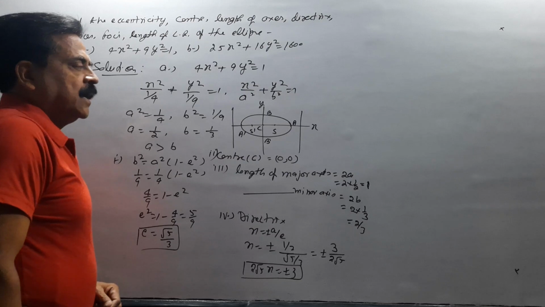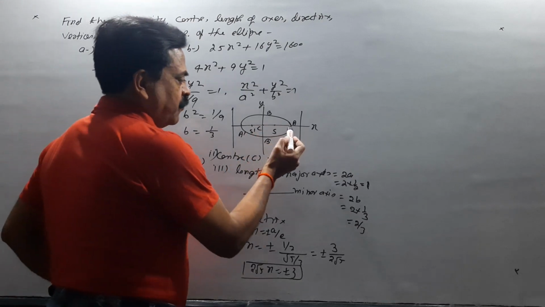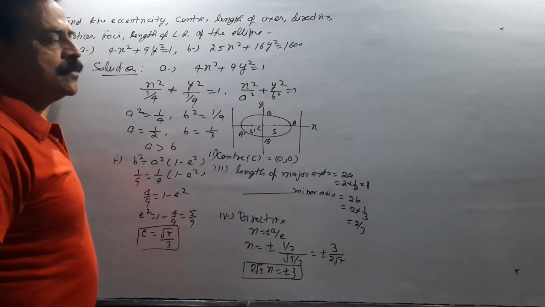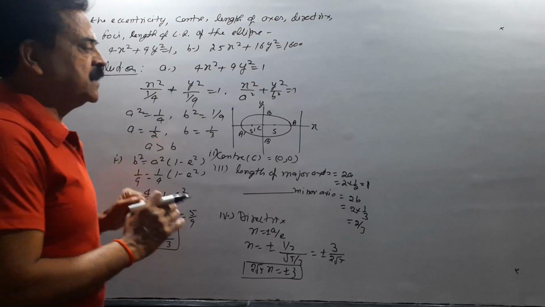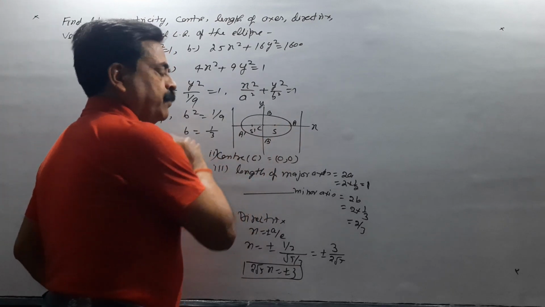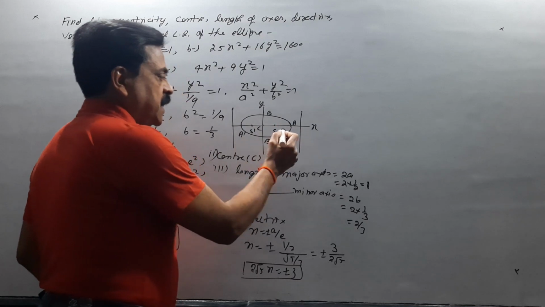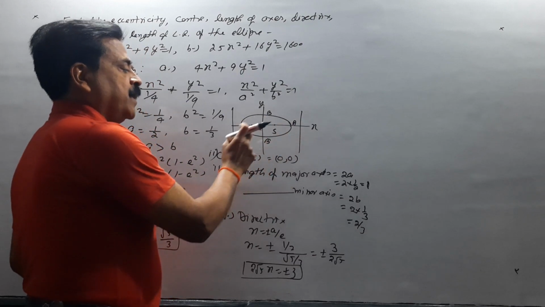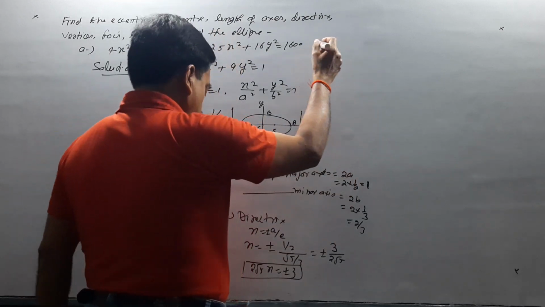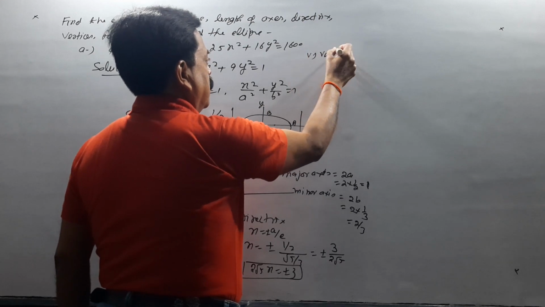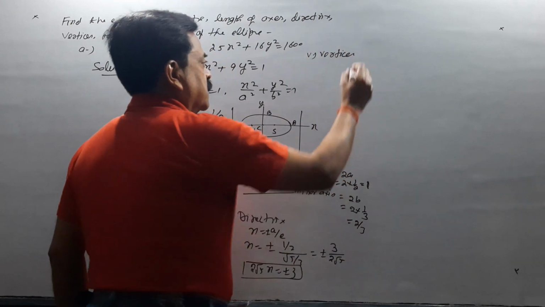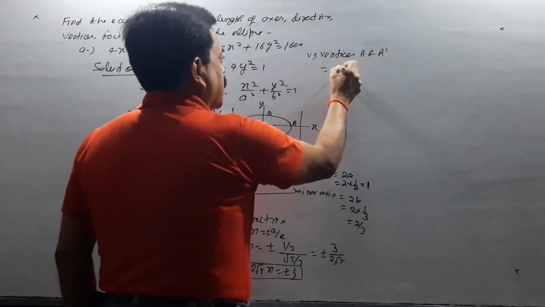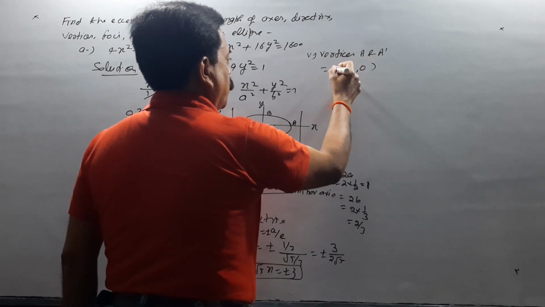Then vertices. Here are 4 vertices A, A dash, B and B dash. Well, if you are asked to find the vertices of an ellipse, then vertices are taken as the end points of the major axis. So the major axis is A A dash, its ends are A and A dash. So vertices means the coordinates of points A and A dash. So next point, vertices A and A dash. Their coordinates are plus minus a comma 0.